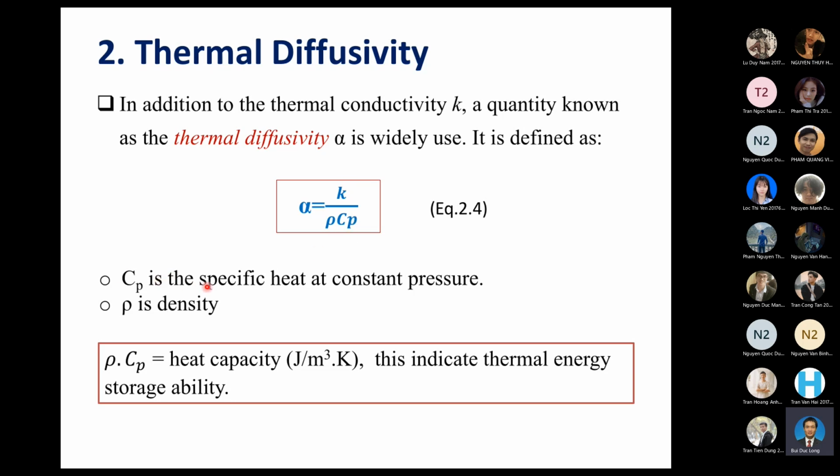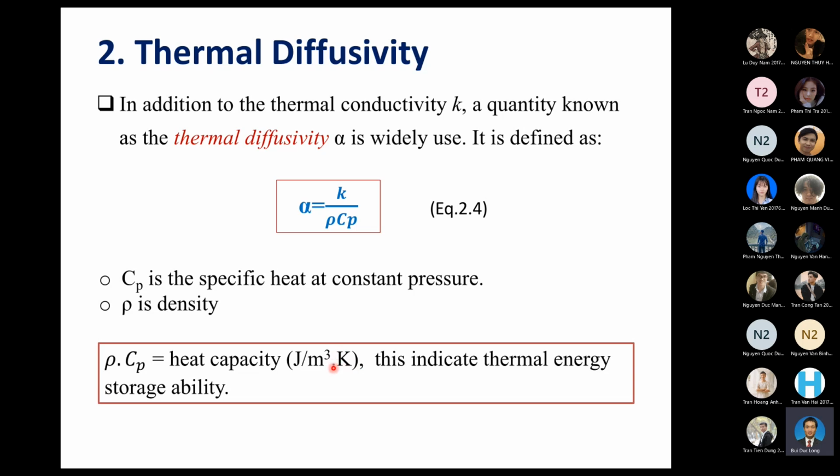Cp is the specific heat at constant pressure, which I think you already know, and rho is the density of the material. For example, for copper rho is about 8.96 gram per cubic centimeter. And this term, rho Cp, is the heat capacity, in joules per cubic meter Kelvin.